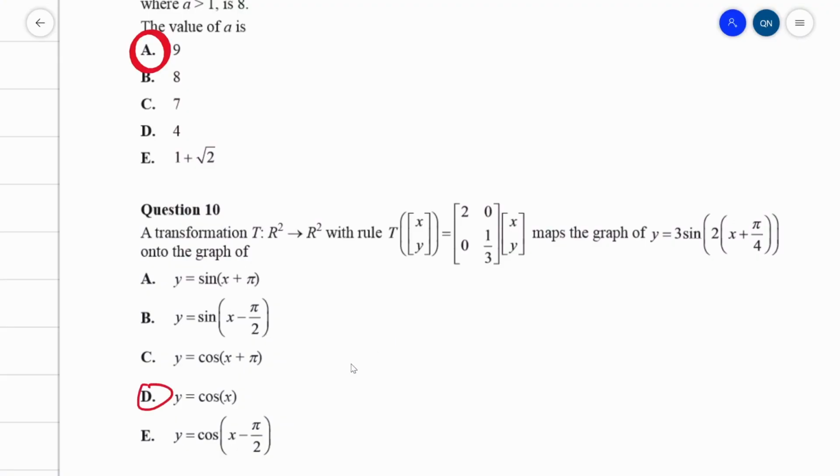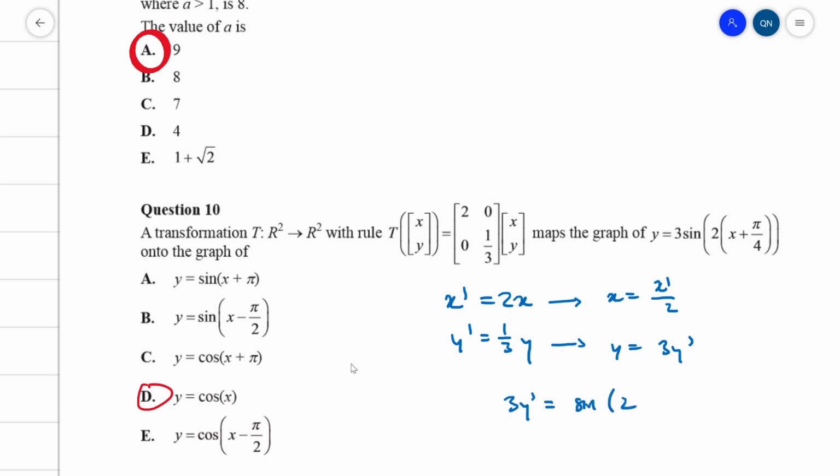If you want to do this by hand, what you have to do is write x prime equals 2x, y prime equals a third of y. You rearrange these so you can plug x and y back into this equation. So that gives you x equals x prime on 2, y equals y prime, actually 3y prime, I believe. So if you plug that in, you're going to get 3y prime equals sine of 2, and then x is x prime on 2 plus pi on 4, and then y prime is equal to, well, I got a 3 there. You can cancel the 3's and you'll just get sine of the 2.